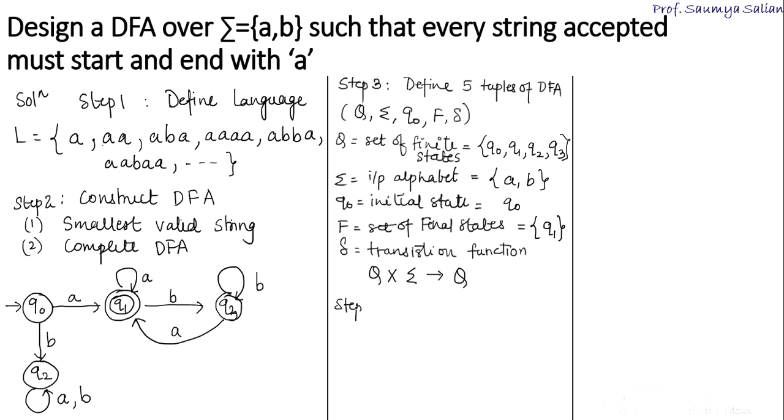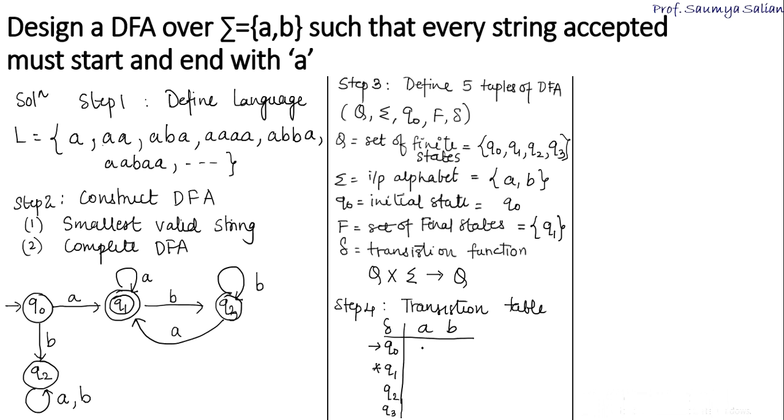Step 4, state transition table. Let's construct our table. Inputs are A and B. This is my delta function. States are Q0, Q1, Q2 and Q3. Okay. Q0 is the initial state, Q1 is the final state.